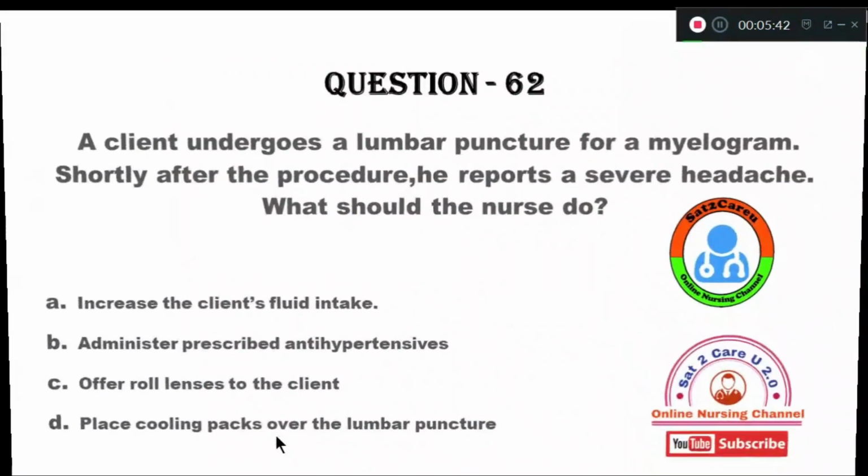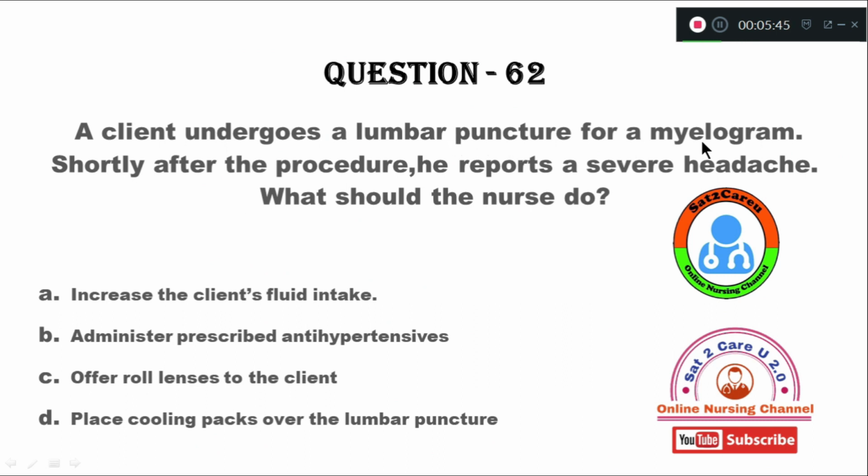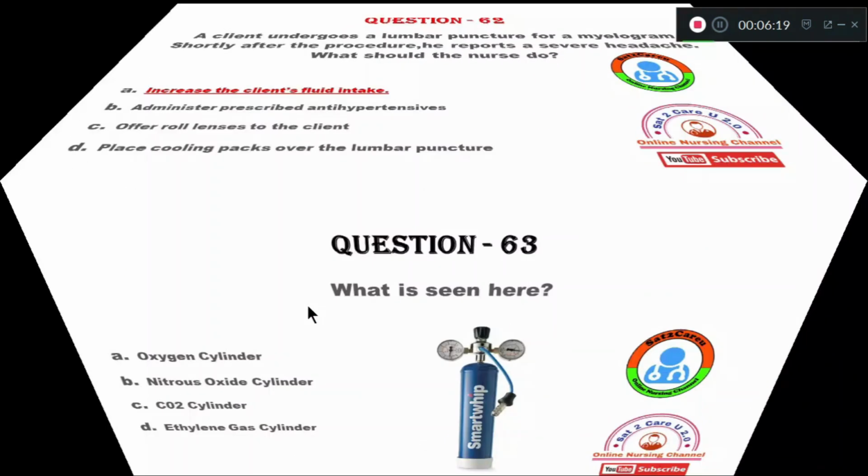Question number 62. A client undergoes a lumbar puncture for a myelogram. Shortly after the procedure, he reports a severe headache. What should the nurse do? Option A, increase the client's fluid intake. B, administer prescribed antihypertensives. Option C, offer roll lenses to the client. Option D, place cooling packs over the lumbar puncture. So in this condition, followed by myelogram, the nurse should administer fluid. That is, increase the client's fluid intake. That is the priority.